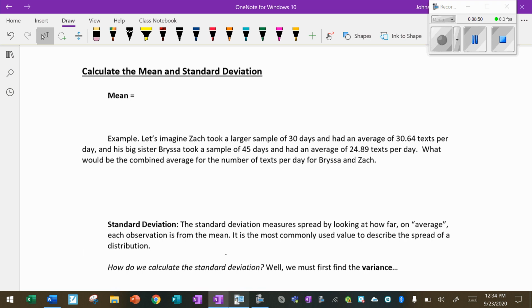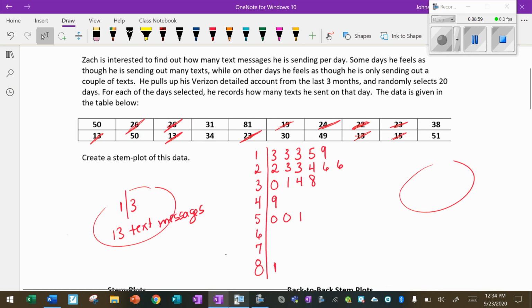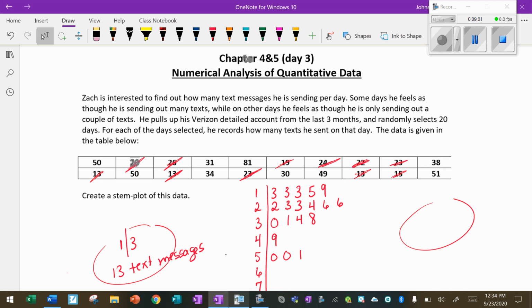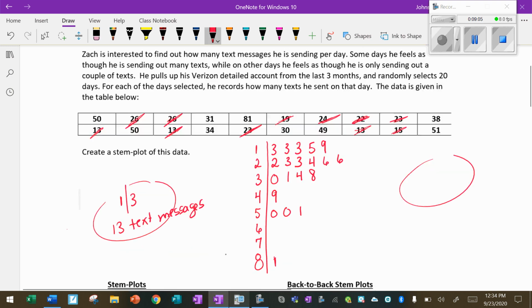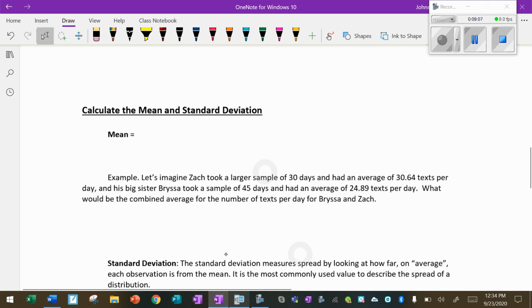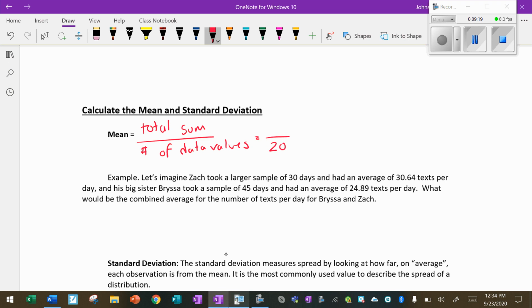What is the mean? Well, we know how to calculate the mean. You add up all your data values and you divide by however many data values there are. So in our situation, we have a sample of 2, 4, 6, 8, 10, 12, 14, 16. So we have 20 pieces of data. We're going to do the total sum divided by the number of data values, so in our case, something divided by 20.